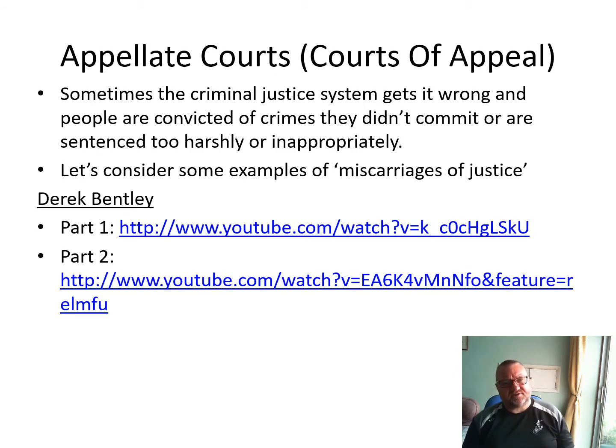So that's your magistrate and your Crown Court, but also there's a third court, and these are called appellate courts. You might also know them as courts of appeal. And the key thing here is that we know that every now and again the criminal justice system gets it wrong. And occasionally people are convicted of crimes they didn't commit or are sentenced too harshly or inappropriately. You often hear the press complain that the judge is being too lenient, or alternatively, that the sentence is too harsh.